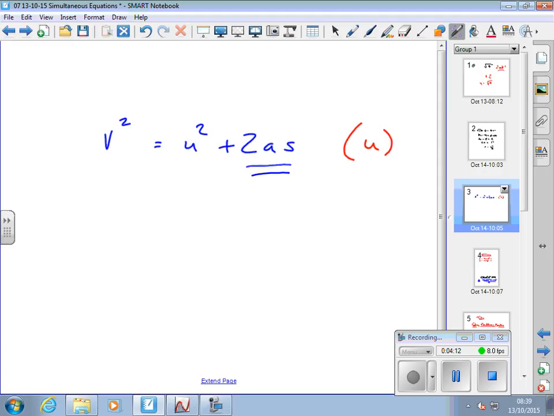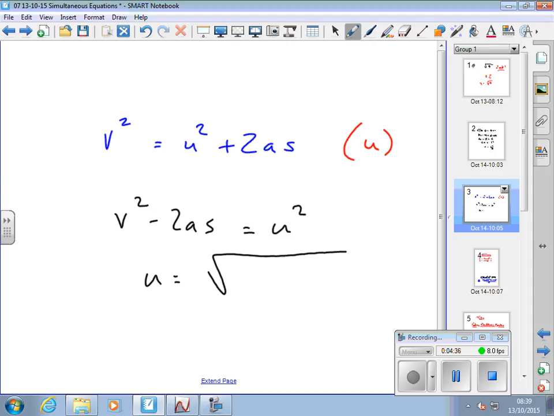I think about this as being, okay, on the right, what's happened to u? It's been squared, and then afterwards the 2as has been added. So the first thing to do is get rid of the 2as. Subtract 2as from both sides. V squared minus 2as equals u squared. So same idea as the equation, and then square root to get rid of the square. So u equals the square root of v squared minus 2as. And that would be a new formula now to find u.